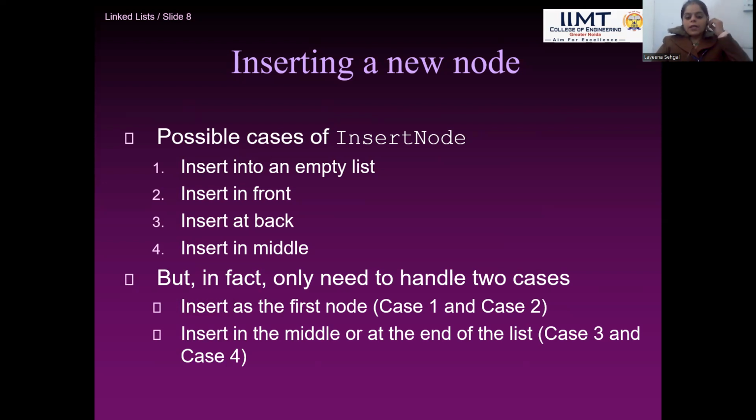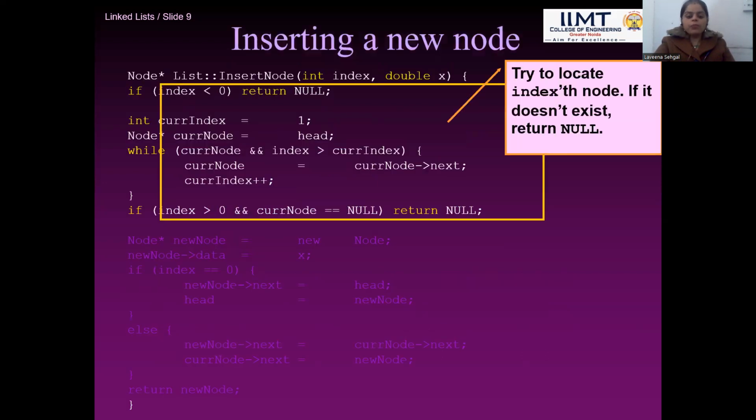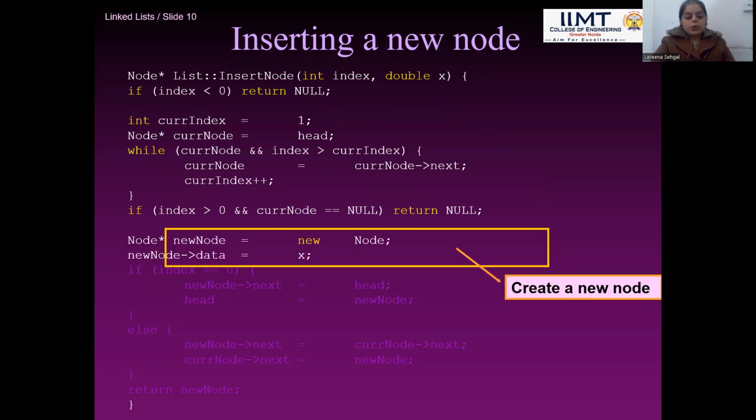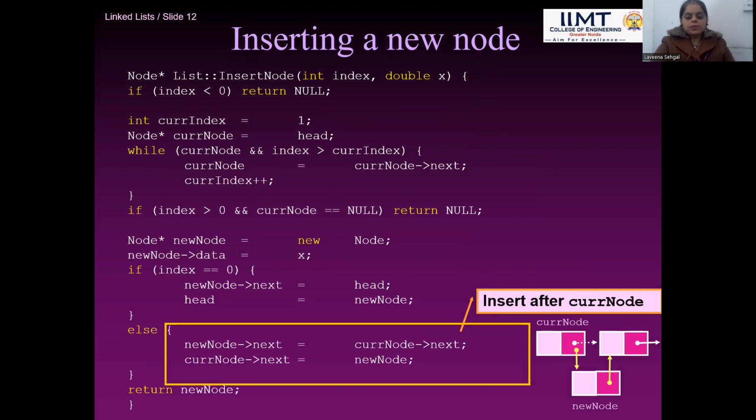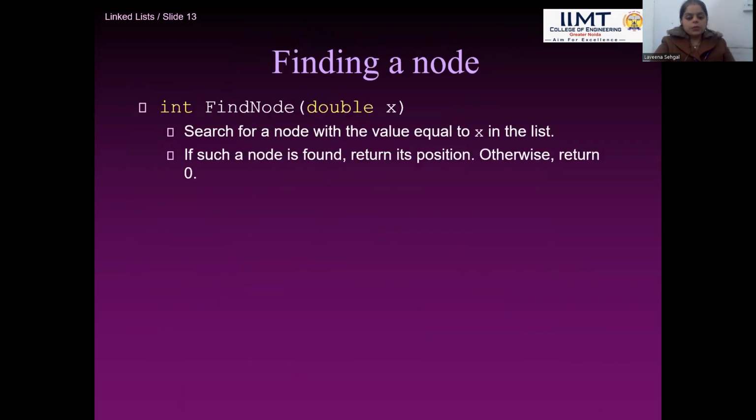But in fact, we only need to handle two cases. Insert as the first node, case 1 and case 2. Insert in the middle or at the end of the list, case 3 and case 4. These are examples of how I'm showing to locate the index of the node, if it doesn't return a value. You can check it out here. This is the formula for creating your new node. Insert as first element. Insert after node.